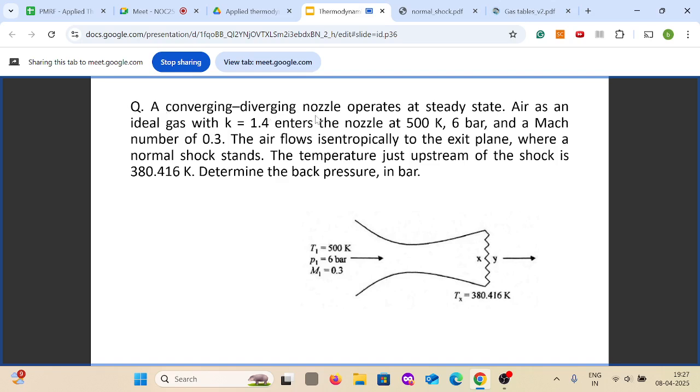So a converging-diverging nozzle operates at a steady state. Air as an ideal gas with gamma 1.4 enters the nozzle at 500 Kelvin, 6 bar and a Mach number of 0.3. So that is the inlet condition: 500 Kelvin, 6 bar and 0.3 Mach number. The air flows isentropically to the exit plane where a normal shock stands. The temperature just upstream of the shock is 380.416 Kelvin. Determine the back pressure in bar.